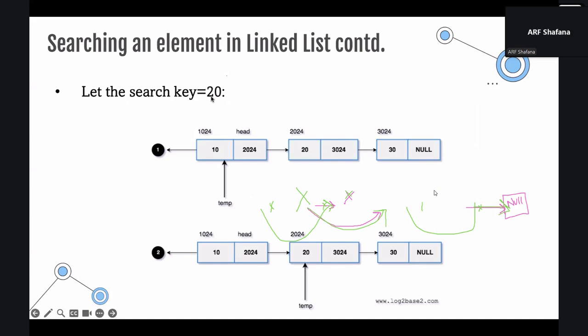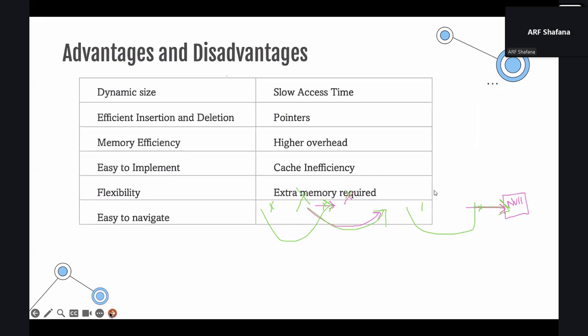And if your search key is equal to 30, at the first iteration you check here, the temp holds the current node 10 and the search key is 30, it mismatches. So go to the second node. Sorry, we were searching for 30. You check the second node, it is 20, but the search key is 30. So you iterate and go to the third one. It is 30, this is also 30, it matches, it returns true, and the program ends. This is how the search works in a linked list.